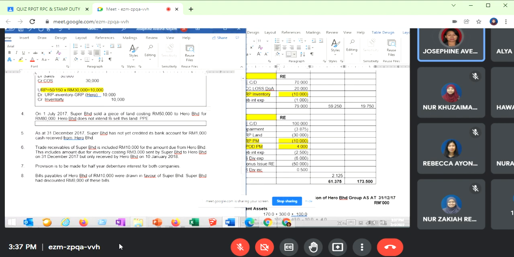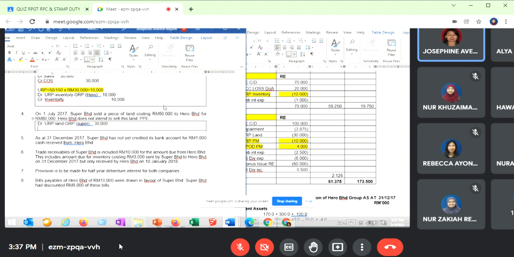So therefore, the profit that is made by Super here is not realized, because the asset is still inside the bubble. So we're going to cancel. We're going to debit the unrealized profit on the land, and that will go to the group retained profit of the seller Super. And the profit is 80 minus 50, that's 30,000. And we are going to credit the land.